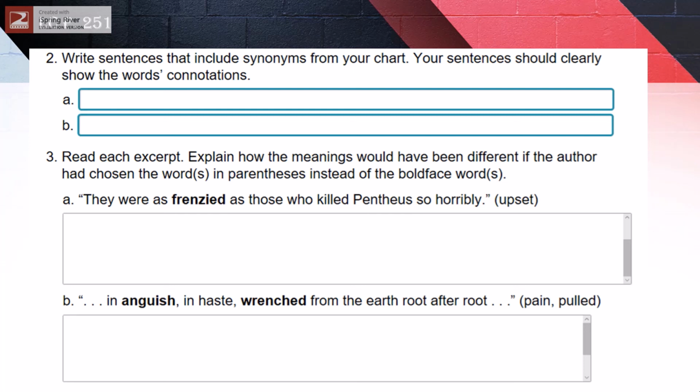Let us have letter A. They were as frenzied as those who killed Pentheus so horribly. Instead of frenzied, we're gonna use upset. And what do you think will happen to the meaning of the sentence? Please write your answer on the space provided. How about letter B? In anguish, in haste, wrenched from earth root after root. Instead of wrenched, we are going to use pain or pulled. What do you think will happen to the meaning of the text? Again, write your answer on the space provided. Do you already have your answer?